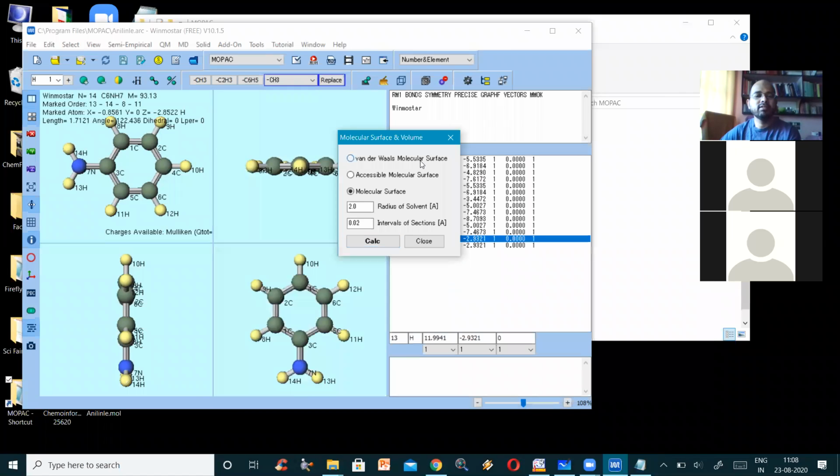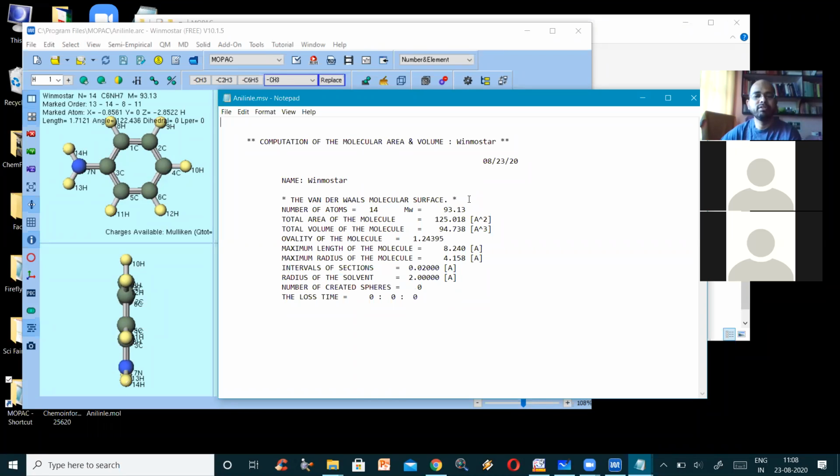Now let's calculate the molecular surface, the van der Waals surface. It is calculating and giving you a different contour. Now the total van der Waals area is greater than what we saw in the previous case, which was something like 20. In the van der Waals case, it comes to about 123.018. Total volume is just 94. What is the difference? The area of the molecule is greater than the volume of the molecule. In most cases, volume will be greater. But here, the extension of van der Waals influence is so great that it goes out to a larger extent.